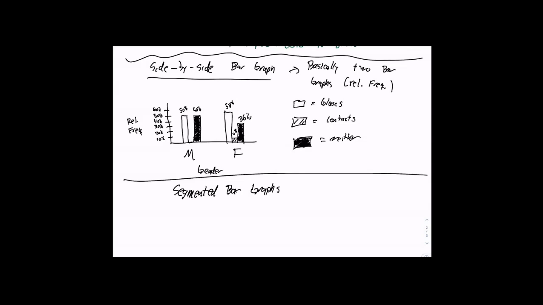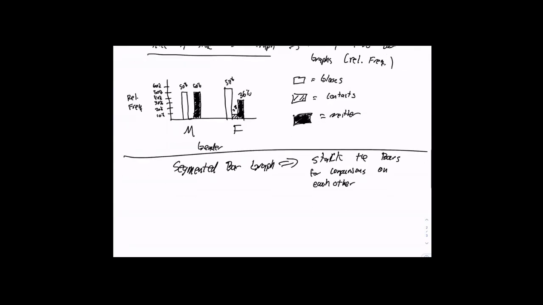Which really just means that all we're going to do is stack the bars for comparisons on each other. And now there's something important here, because when you do this, they always sum to what percent? So if I take the left stack and I put them on top of each other, they add up to what? If I take the right stack and I put them on top of each other, they add up to what?